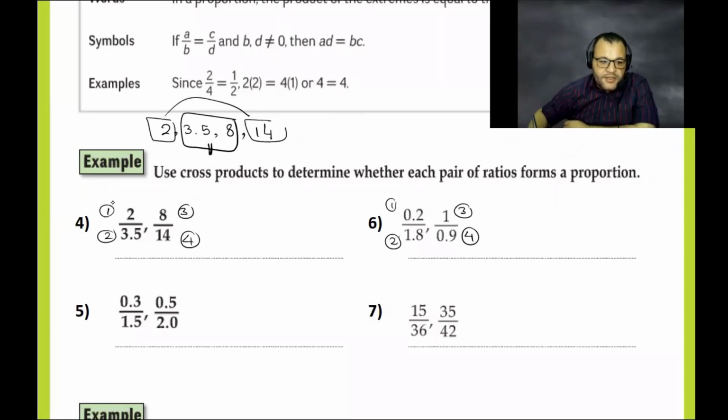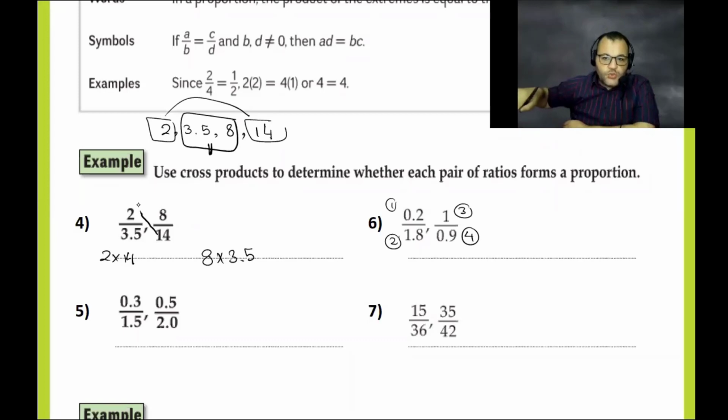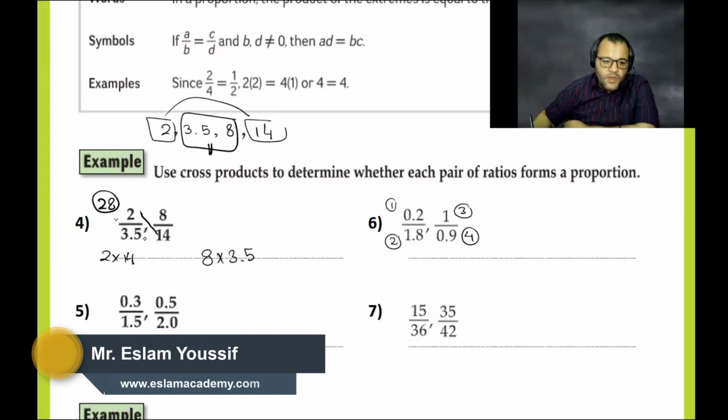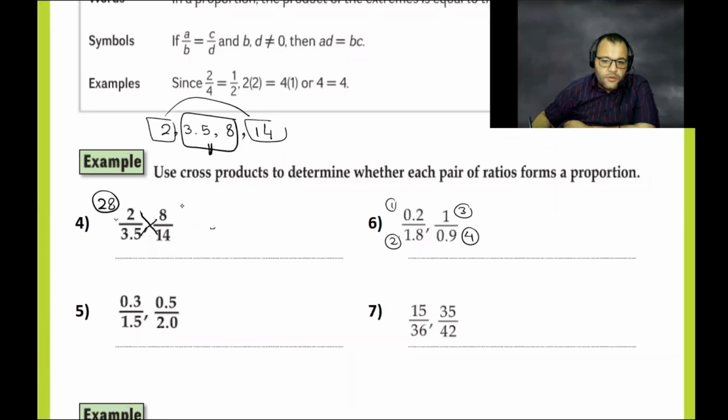At first you will find 2 times 14 and 8 times 3.5. Are they equal or not equal? Equal. The first one and the last one are called the extremes. So the product will be 28. If you multiply 3.5 times 8, it equals 28. They are equal, so they are equivalent ratios, or they are in proportion.